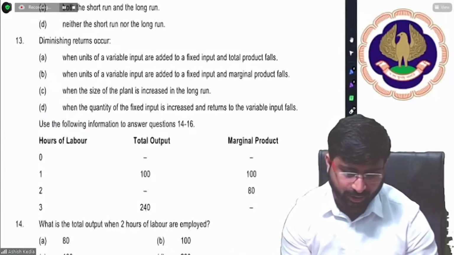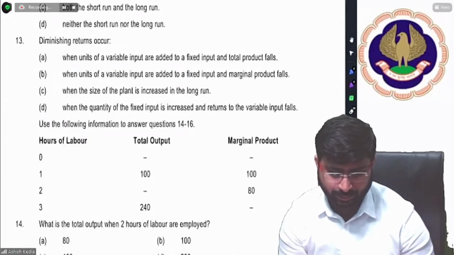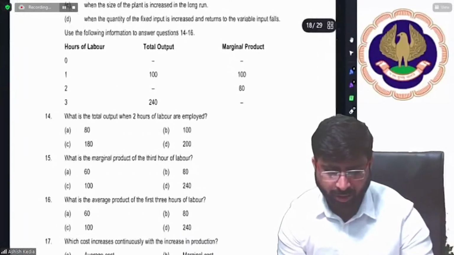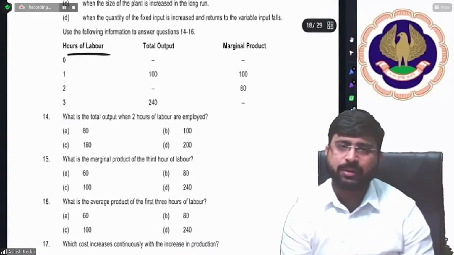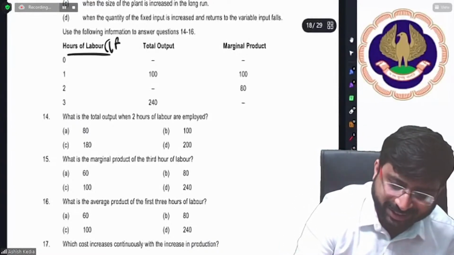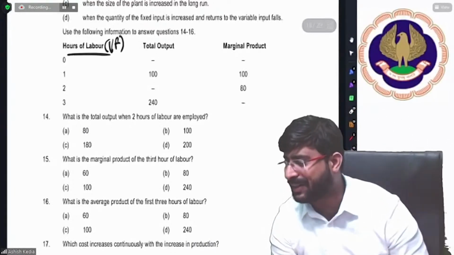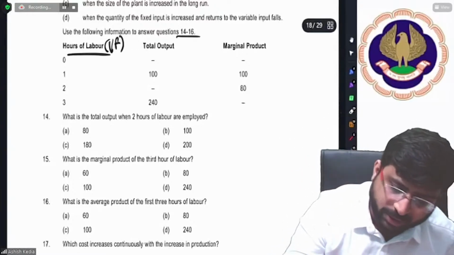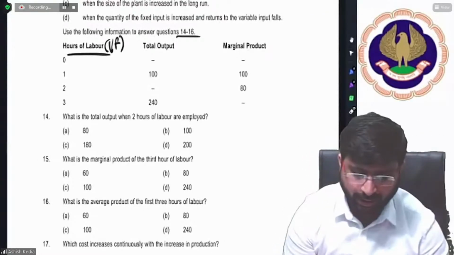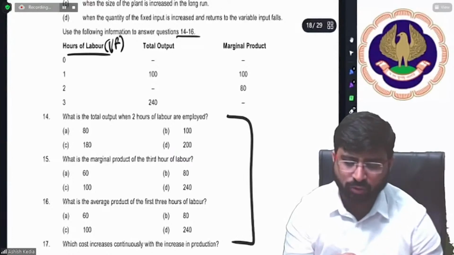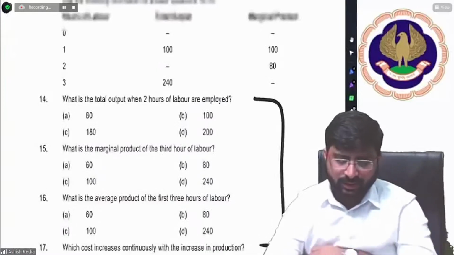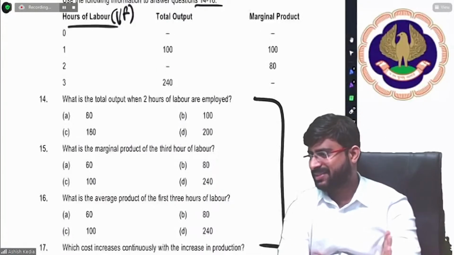Let's see what is written here. Okay, so 14 to 16, again, a numerical based question. It's interesting. See here, hours of labor. It's indirectly referring to variable factor. A question like this we did today only, a few minutes back we discussed. Use the following information to answer 14 to 16. Come on, tell me. First of all, you take time, you read the question, you solve, and then we will discuss. Then I will solve one by one.